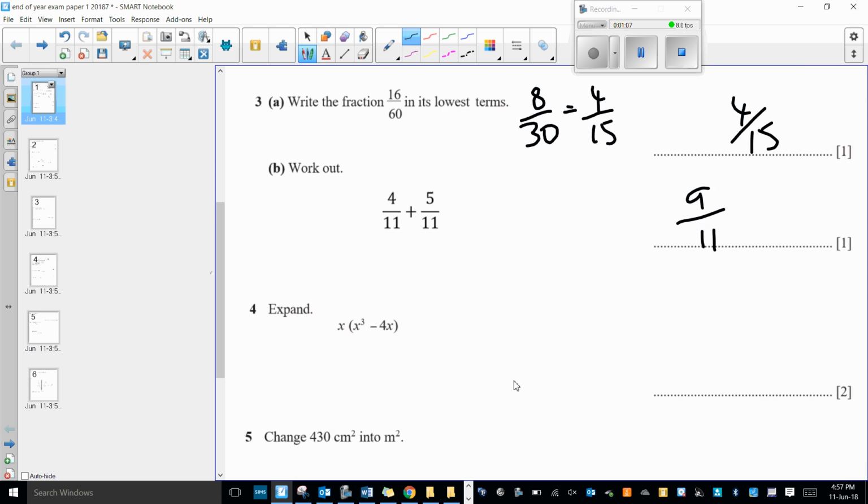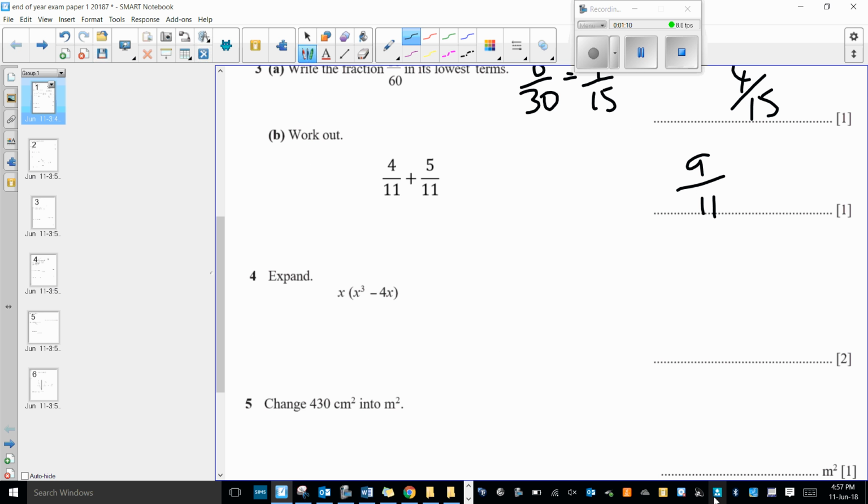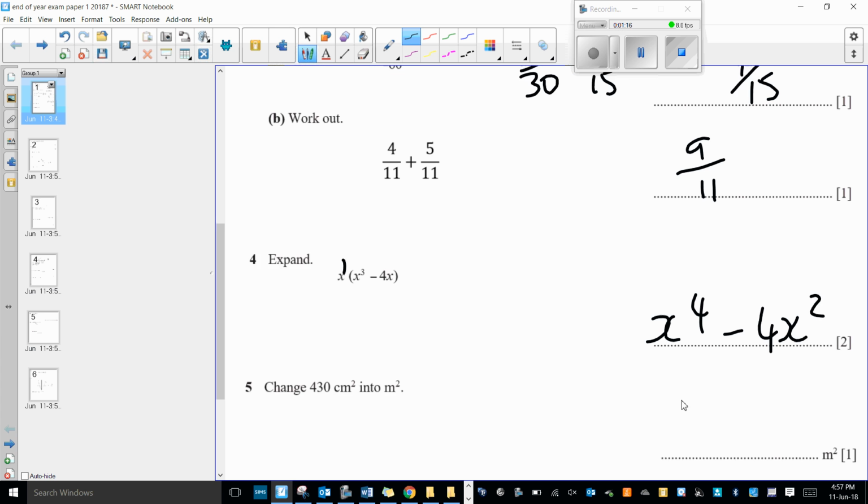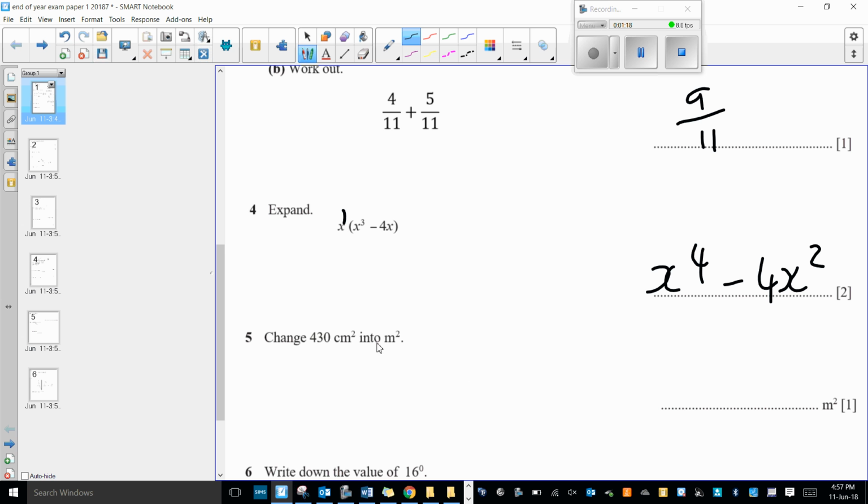Expanding, we've got a secret power of 1 here, so we've got x to the 4 subtract 4x squared. Now this one got a lot of people. They're square units, so if you were changing centimeters to meters, you would divide straightforward by 100. But for centimeters squared, you're going to divide by 100 squared.